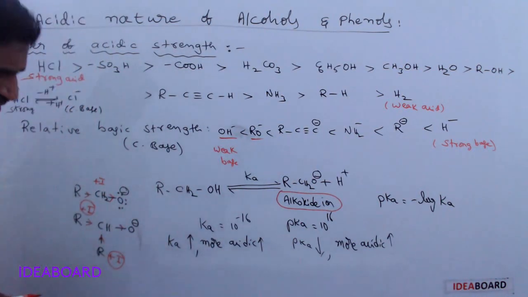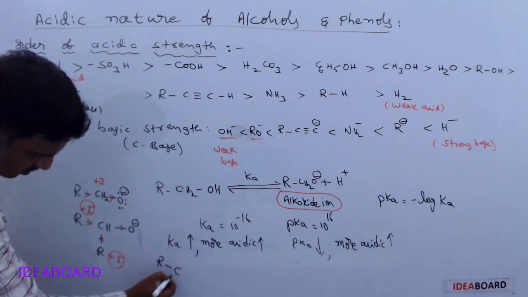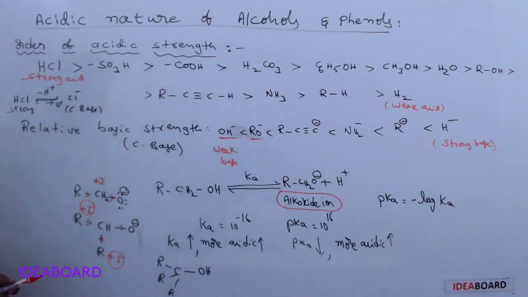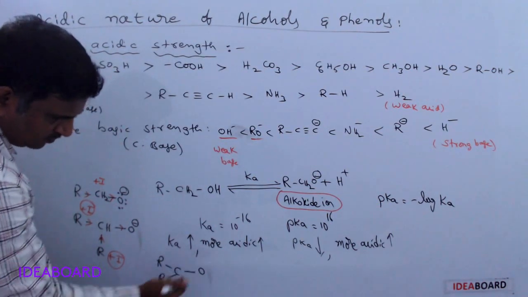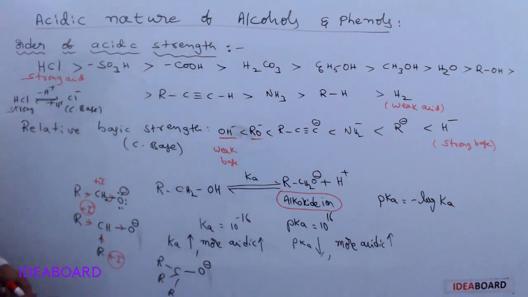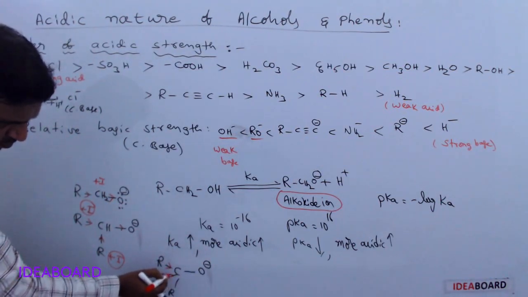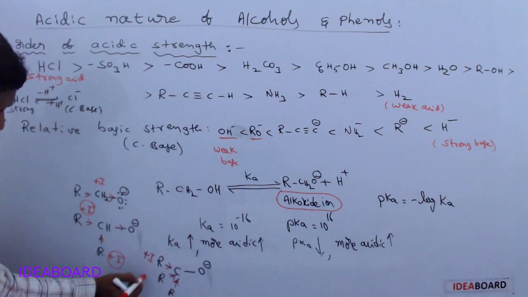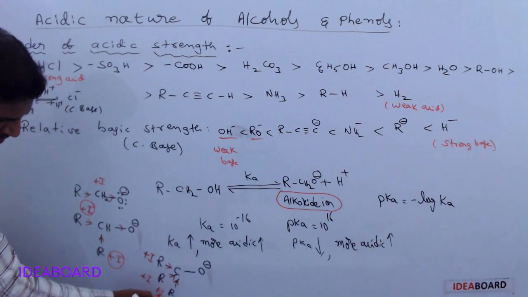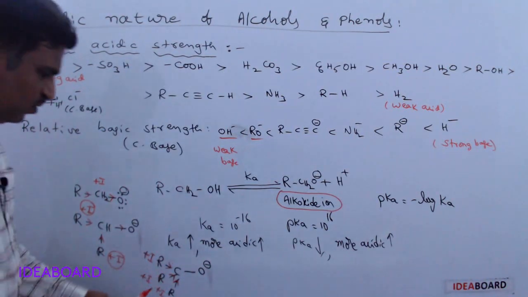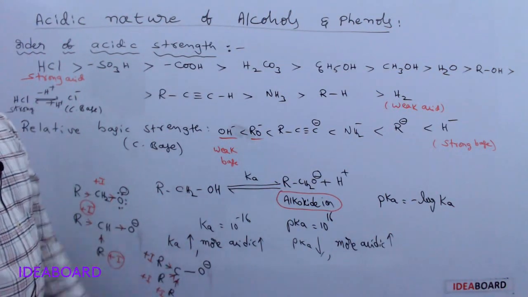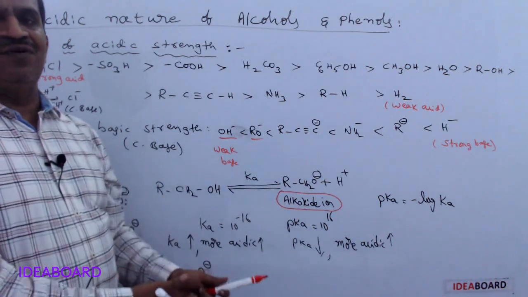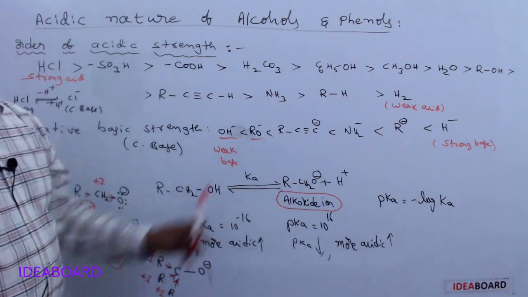Suppose you take a tertiary alkoxide ion. Here this is OH, a tertiary alcohol. If this gives a proton, it becomes tertiary alkoxide ion. Now this is a plus I group, this is a plus I group, and this is also a plus I group. Three plus I groups are present. More electron density on the same oxygen atom makes it more unstable. Whenever alkoxide becomes more unstable, the acidic nature is very less.